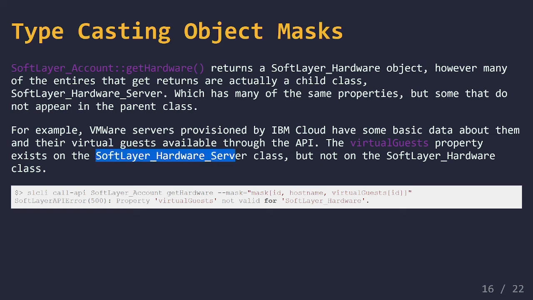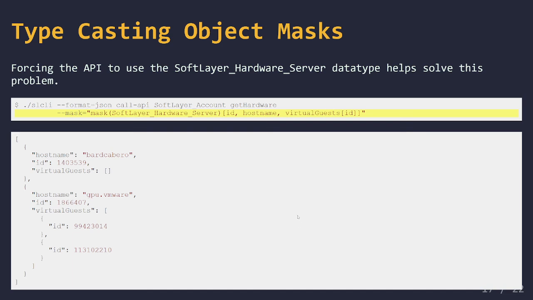So the SoftLayer hardware server class has a property called virtual guests. However, the SoftLayer hardware class does not. So if you were to call SoftLayer account get hardware with a virtual guest property, you get an error that looks something like this. Property virtual guest not valid for SoftLayer hardware. So to get past that, what you need to do is typecast your object mask. And you do this by specifying mask, you open up some parentheses and put the data type that you want to cast it to in here. So same basic API calls we were doing earlier, but this time we're casting it to SoftLayer hardware server, and then we get our results back, as you'd expect.